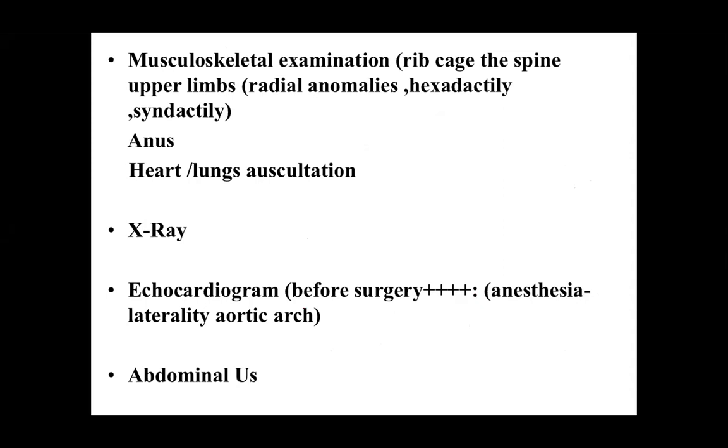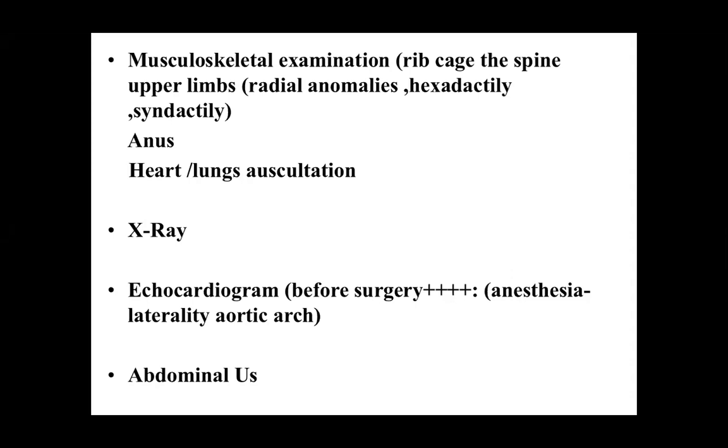So here, what we must do, we must perform a musculoskeletal examination to see the rib cage, the spine, the upper limbs. Are there any radial anomalies, polydactyly, syndactyly? We must examine the anus. Of course, we must perform heart and lungs auscultation. Of course, the X-ray, we just spoke about the X-ray.